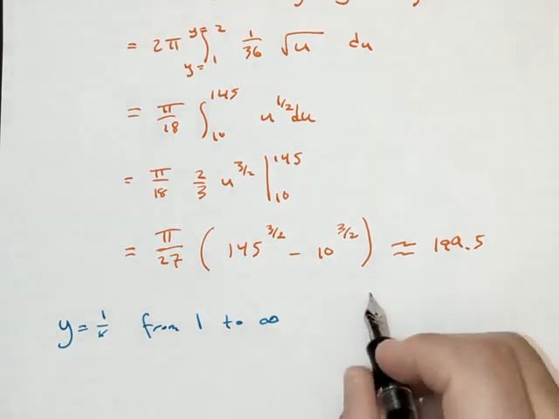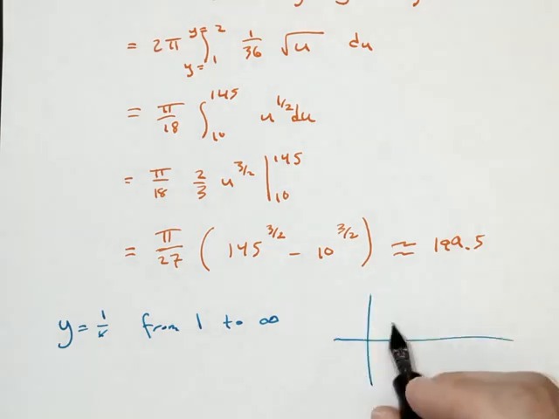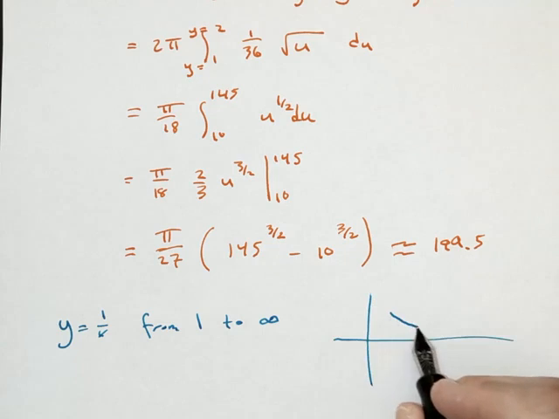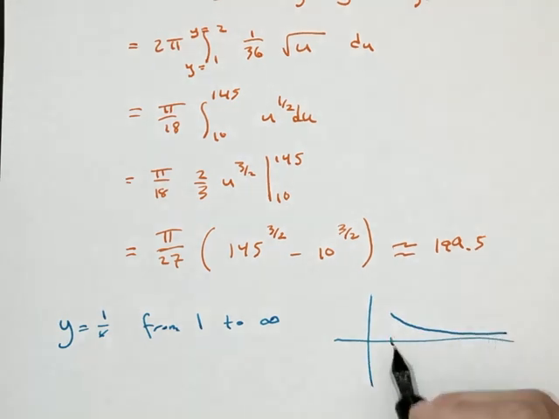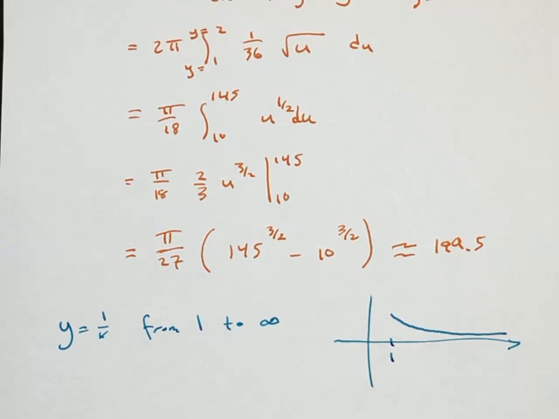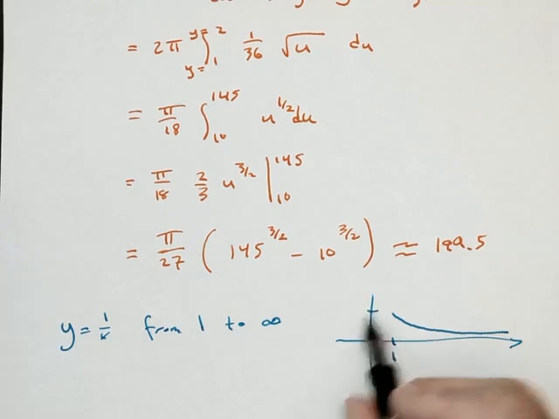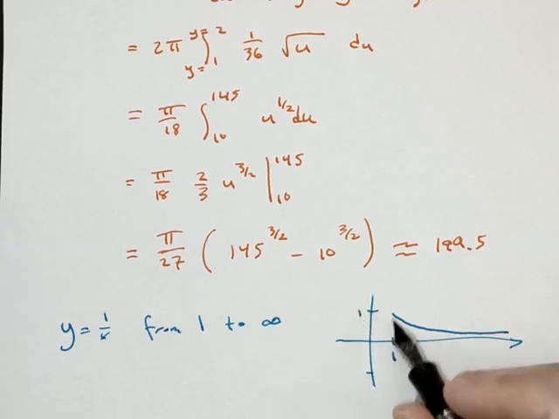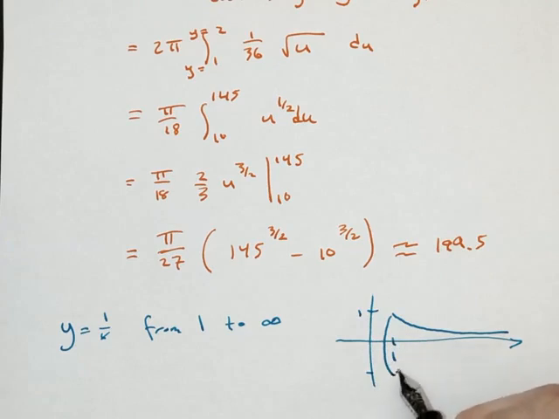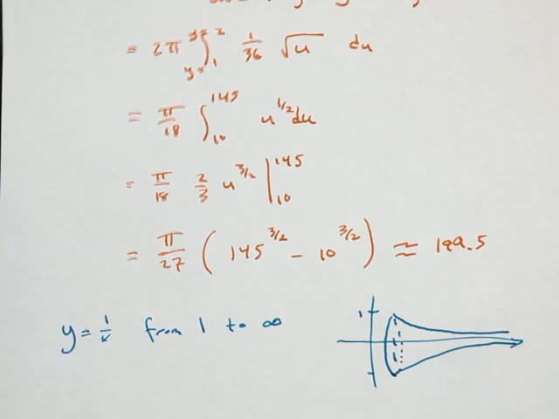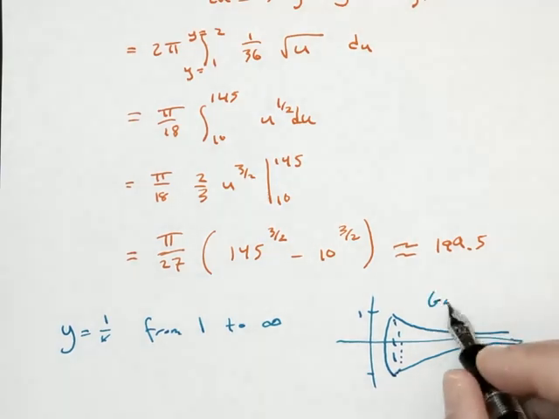Let's consider the graph y equals 1 over x from 1 off to infinity. If I rotate that, I get a shape that looks like this. This particular shape is known as Gabriel's horn or Gabriel's trumpet.